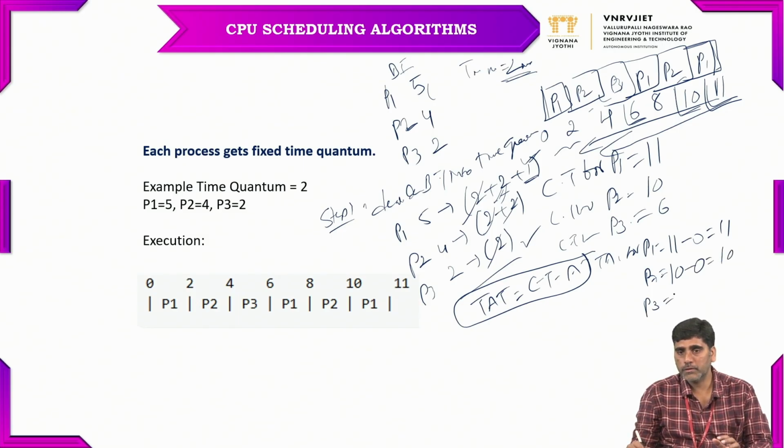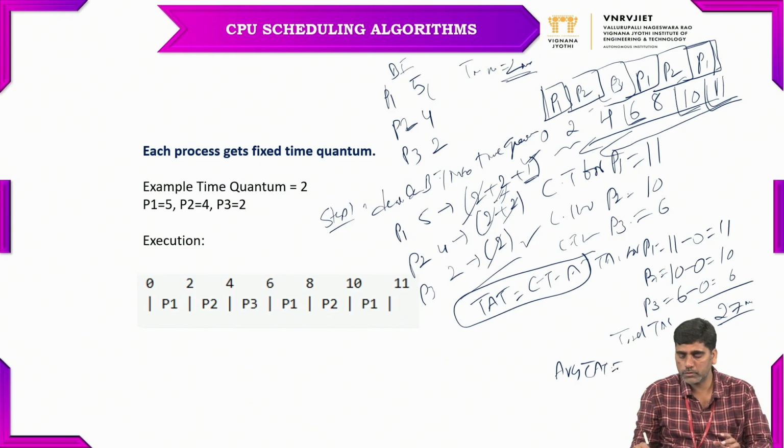And completion time for P3 is what? 6 milliseconds minus, and the arrival time is what? 0. So total 6 milliseconds. Now find the total of these all. 27 milliseconds is the total turnaround time. So from this we have to find the average TAT.